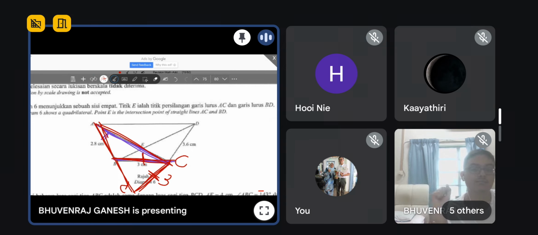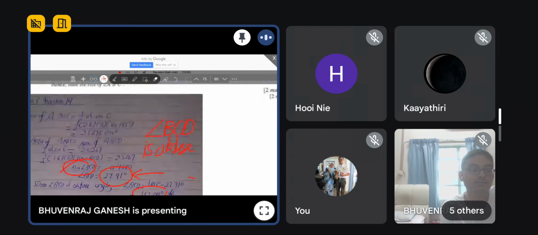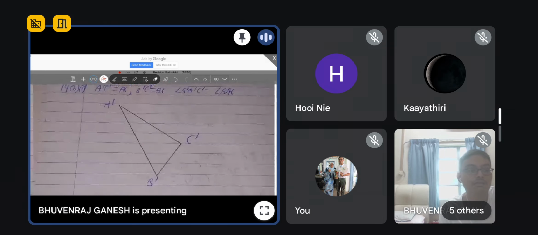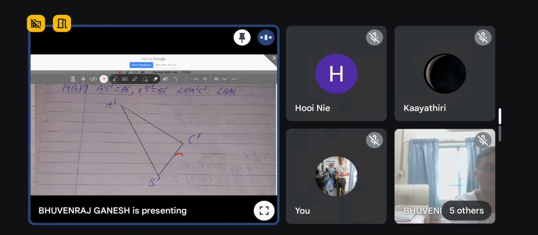Because the question does not fix it. So that means AB I can extend, lengthen it until the bottom. So this will be your new triangle. Can you understand, guys? So you draw it like this. Okay? So the measurements, length and angle, are not important. Not important to put your length and angle.